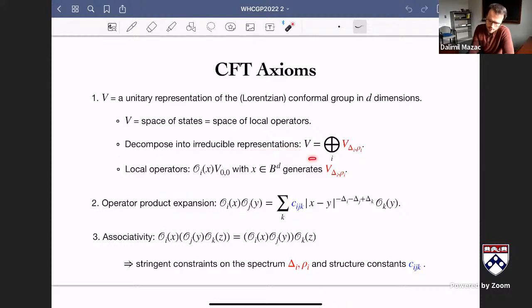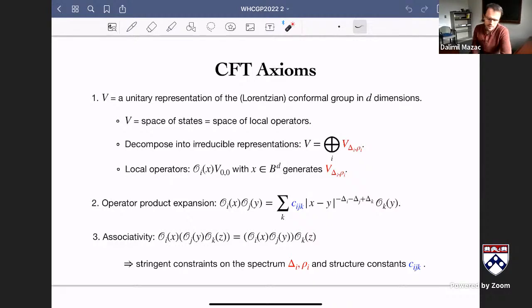So you can write it as a direct sum of these irreps, which are labeled by scaling dimension and a spin. The details don't really matter. They're just some lowest weight representations of the conformal group. And then there are some distinguished elements of these irreducible representations called local operators. So you can basically get, by acting with these local operators, when X ranges over the unit ball, a dense subspace over this irreducible subspace.